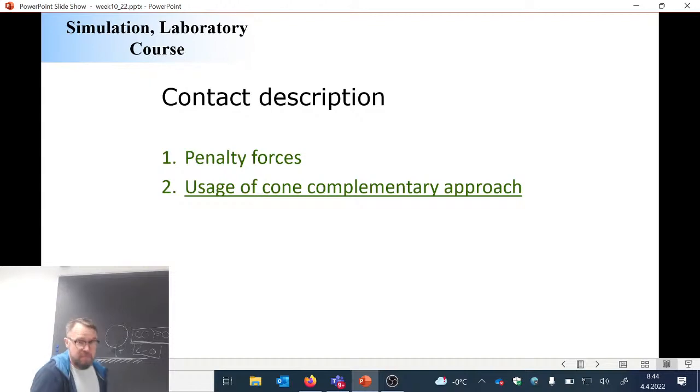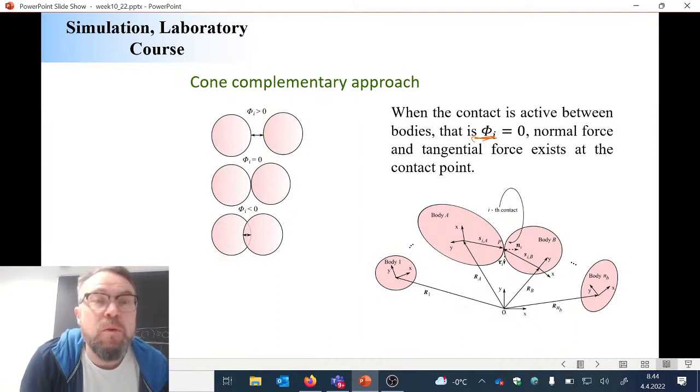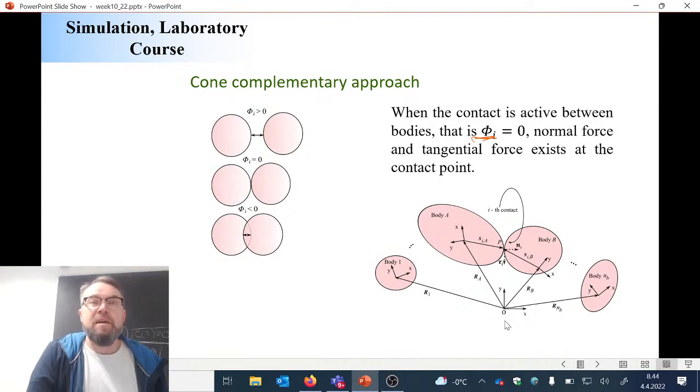So let's take a look at the details. Here is this constraint that was mentioned. I don't remember what this is, but I think it is a phi constraint. It becomes active if phi is equal to 0, and that's roughly how it works.